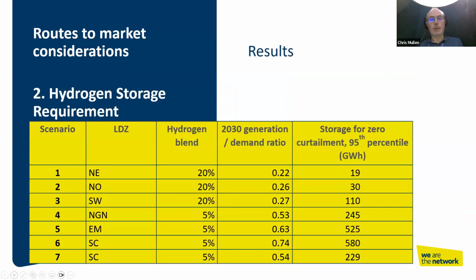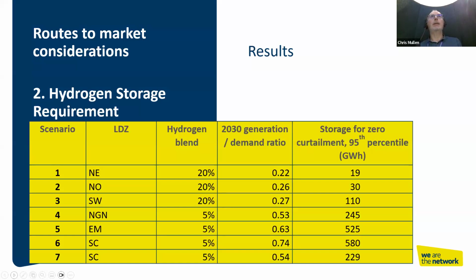So here I've got a table of results. The second column is the local distribution zone that we used. Then we've got hydrogen blend. We've calculated the ratio of generation to demand. So you might perhaps expect there to be more curtailment when the generation is large relative to the demand. And then the storage result we had for the 95th percentile in the final column.